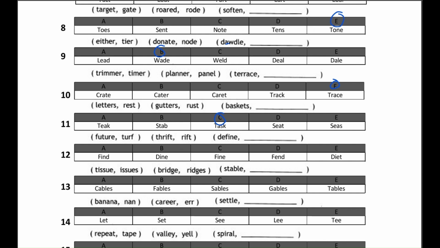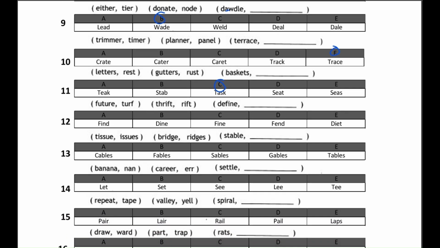Question number 12. Question 12 presents us with the pairs future, turf, and thrift, rift. The word we need to transform is define. The options are A, find, B, dine, C, fine, D, fend, or E, diet. The answer is A, find. If we apply the same letter pattern, the word define transforms into find.